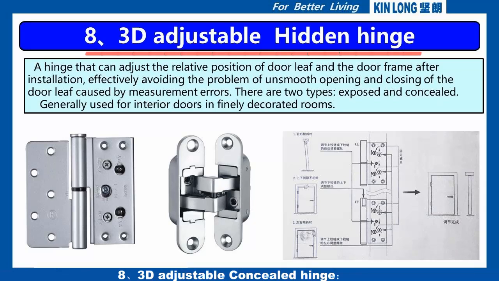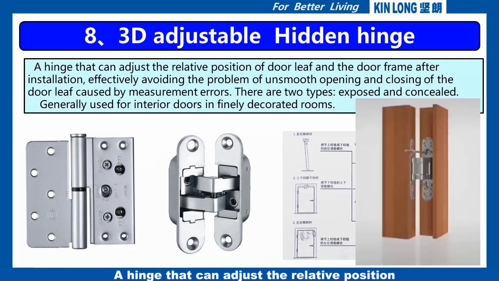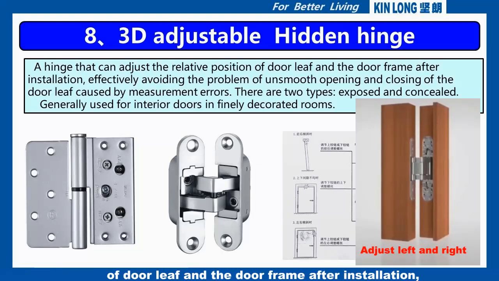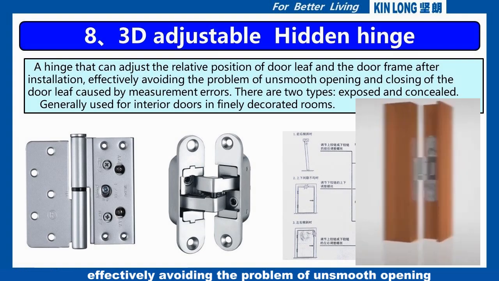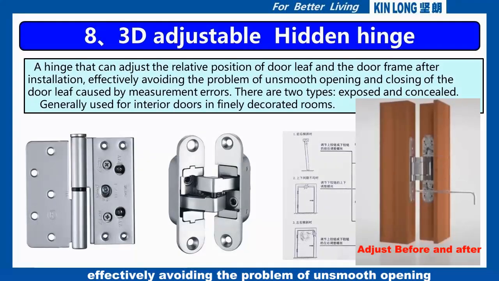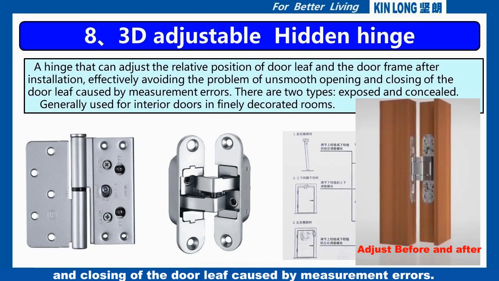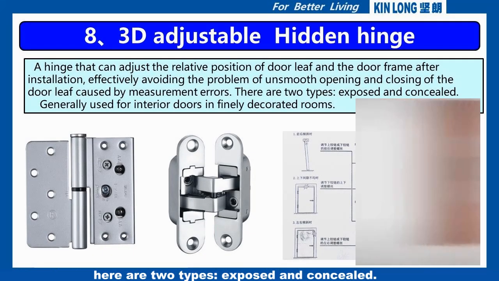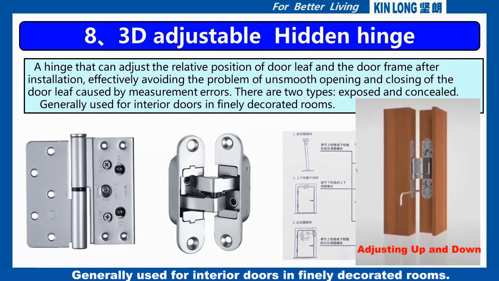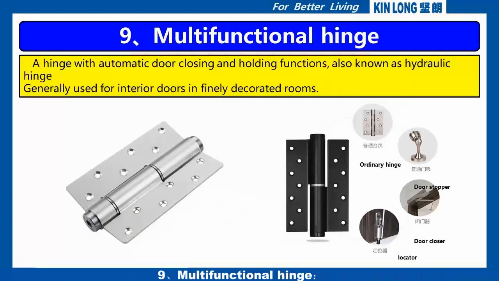8. 3D adjustable concealed hinge. A hinge that can adjust the relative position of the door leaf and the door frame after installation, effectively avoiding the problem of unsmooth opening and closing of the door leaf caused by measurement errors. There are 2 types, exposed and concealed, generally used for interior doors in finely decorated rooms.